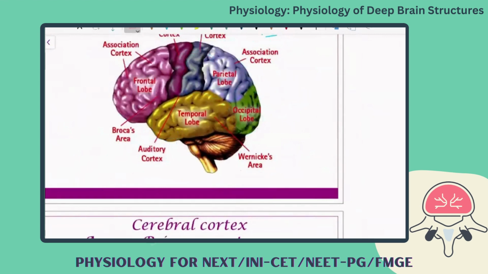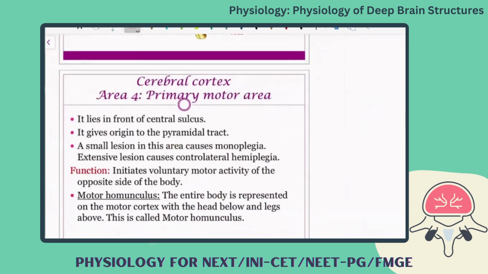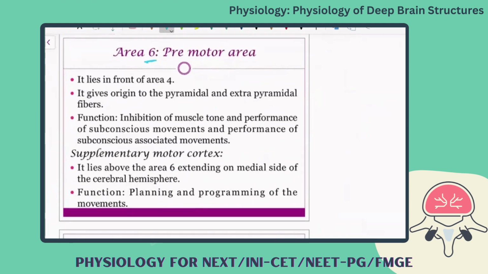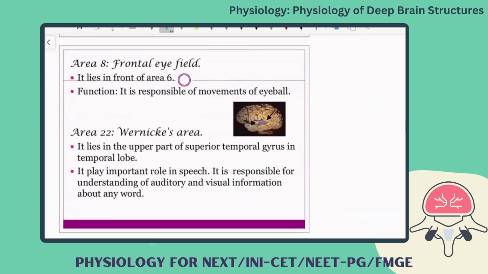Understood? Yes? So now that is what is given over here. Area 4 for primary motor cortex we have seen. From this place only the pyramidal fibers are coming out. So you know the functions carried out by that area. And area 6 is the premotor area, which is in the association cortex of the cerebral frontal lobe. And area 8 in the frontal lobe is the frontal eye field. This is responsible for the movement of the eyeball.